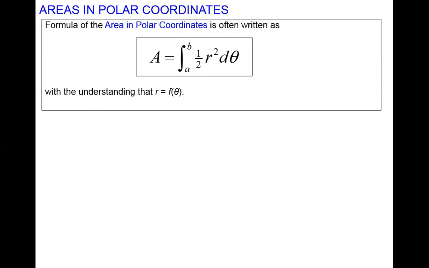Integral from A to B, 1/2. Do not forget that 1/2, because I know that sometimes it is the mistake. R squared d theta. And R, of course, is the formula that we will have. We know the formula for cardioid. We know the formula for limaçon. We know for the rose, for the circle. Okay, that means probably this is not gonna be a problem. Sometimes to determine the bounds, A and B, will be maybe the challenge, but probably not.